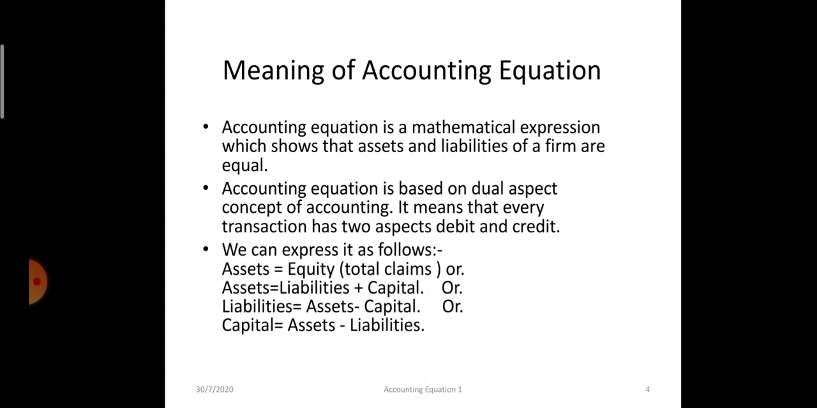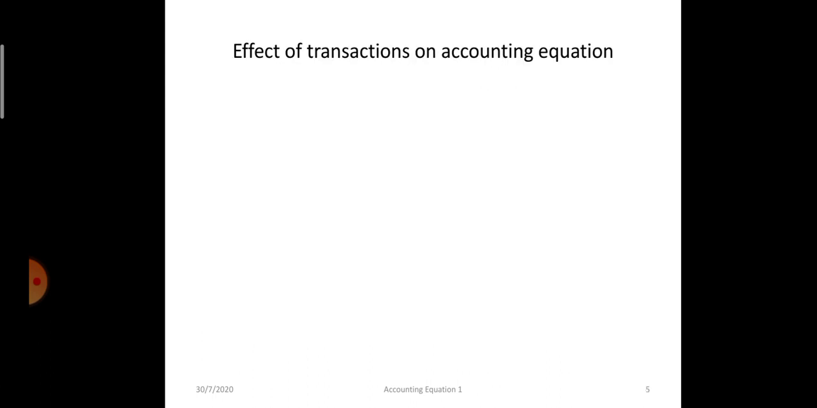The accounting equation we can express as assets is equal to equity, that is total claims, or the second one, which you remember properly: assets is equal to liability plus capital. It can be expressed in other ways, like liabilities is equal to assets minus capital, or capital is equal to assets minus liability. The second method of presentation, assets is equal to liability plus capital, we will generally use while solving the questions.